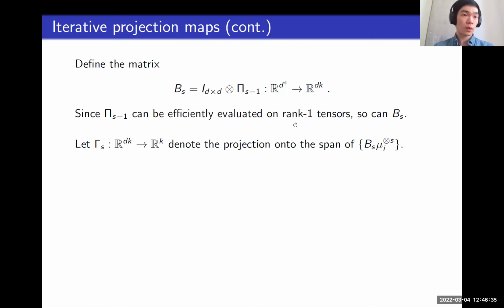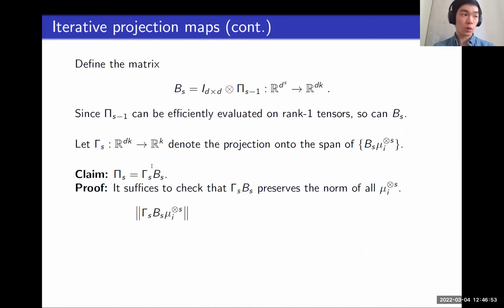So now what we really want to do is, we project onto the dk dimensional space, and then we project from the dk dimensional space down to a k dimensional space. By composing these two projection maps, we'll be able to project all the way from d to the s dimensions down to k dimensions. So the first claim is that, assume that we have this projection map B_s. If we project onto the span of B_s times mu i to the s, then we recover the right subspace.